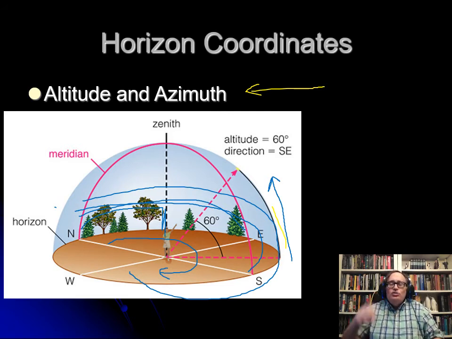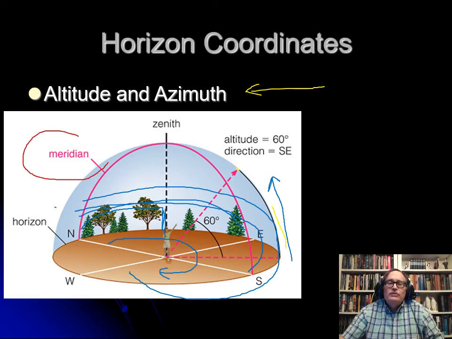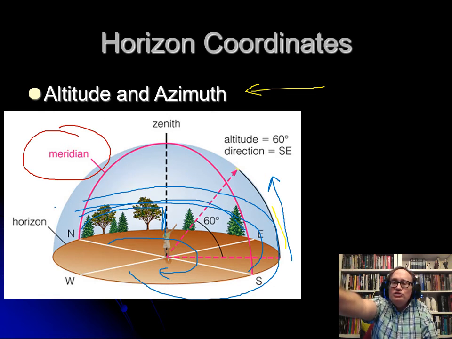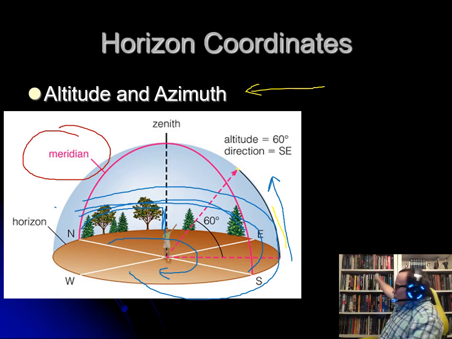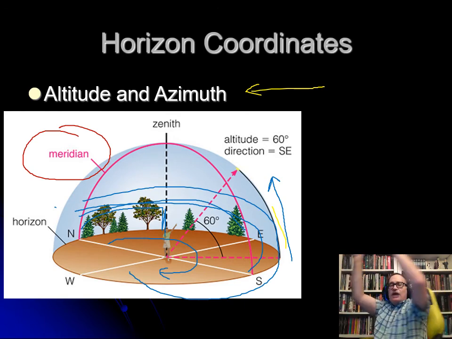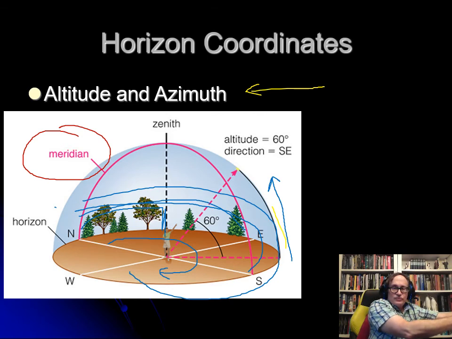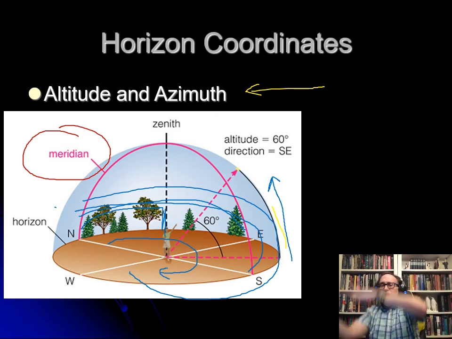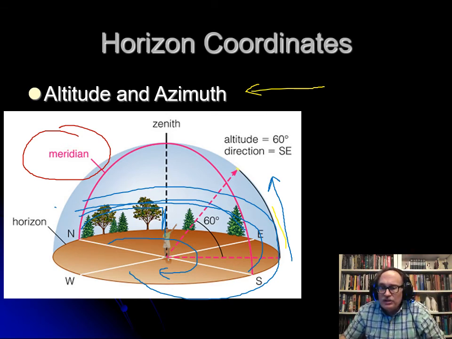Now, in horizon coordinates, a couple other terms that you want to know. One of those terms is the meridian. The meridian is an imaginary line that runs from due north to due south, going straight overhead. Why is that important? Well, things rise in the east and they set in the west. So that means midway in the sky is on the meridian. That's when things are highest in the sky.